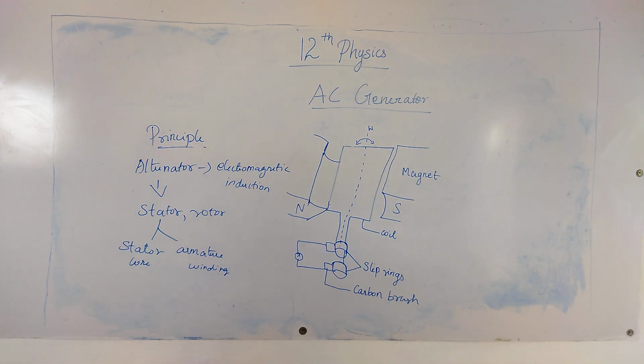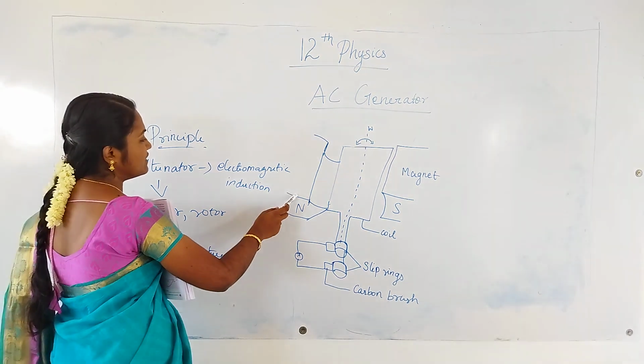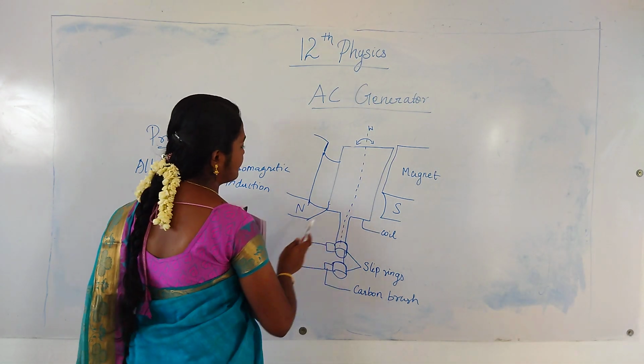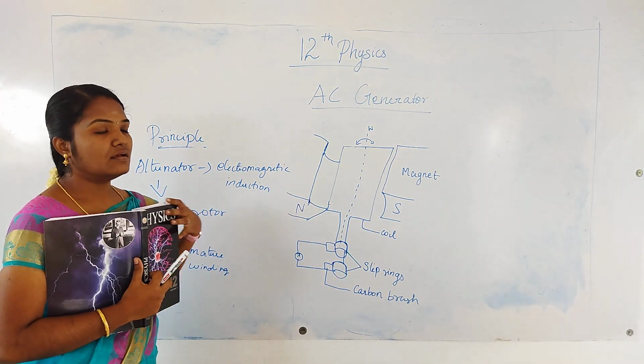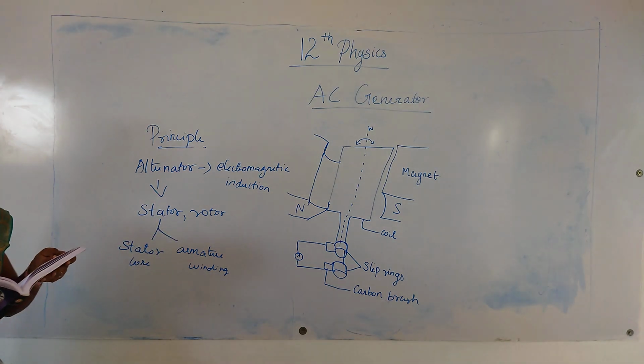Then we see about the rotor. Here the rotor contains the magnetic field winding. The two magnetic poles are magnetized by the DC source of current.